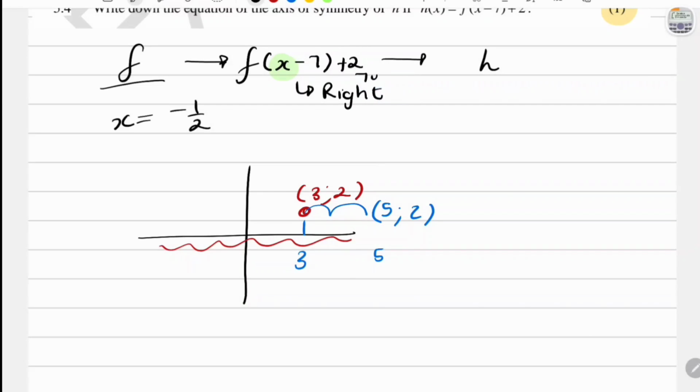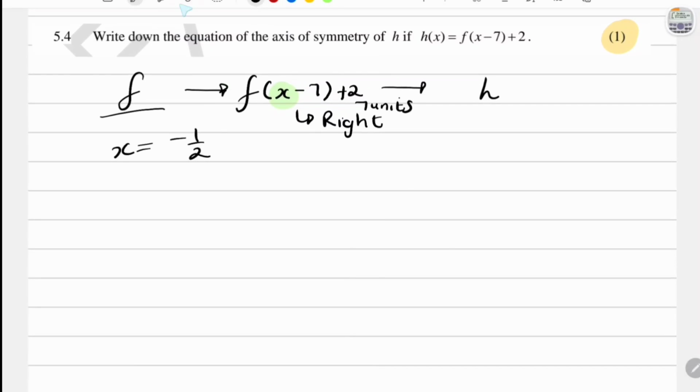It's 7 units to the right. If it says plus 7, it's moving to the left. Okay, this is because this is the equation. That's the difference between what the equation looks like and what the actual translation on the graph looks like. So we know that it moves 7 units to the right.